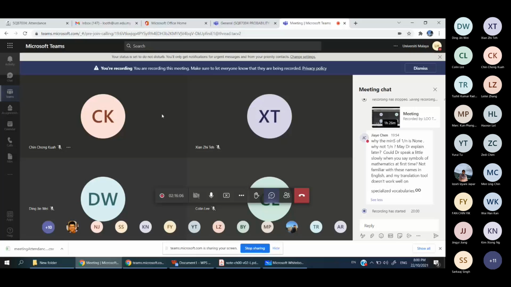Okay. Thank you. Yeah, there is a question from Chen Jia Yi. Why is the minimum of S, the set of 1 over n, none? Why not 1 over n?